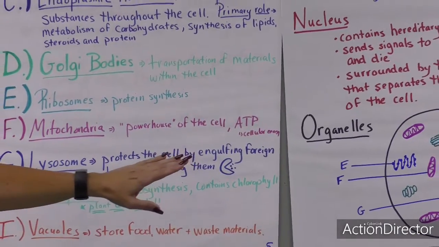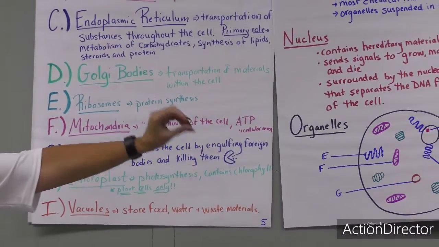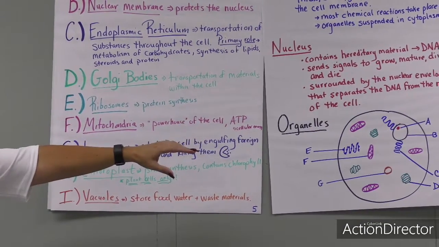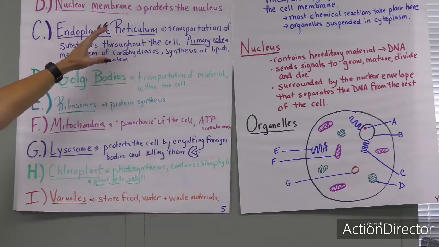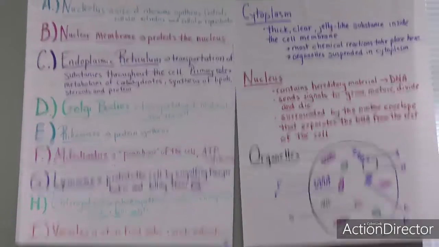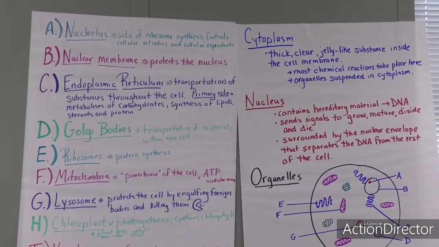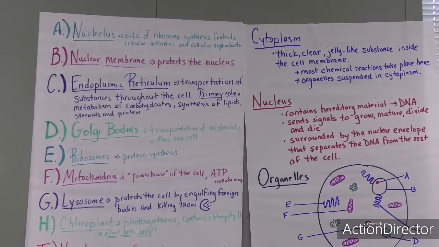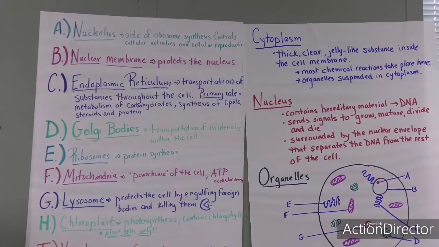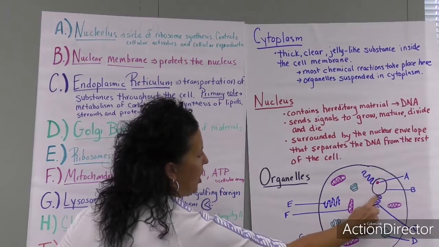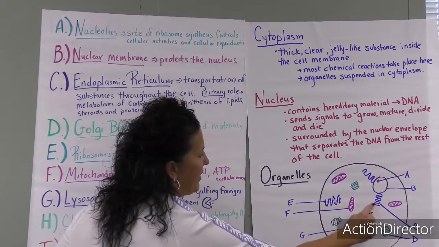If we look at A, that's the nucleolus. It's a tiny little body located within the nuclear envelope, in the nucleus, and that's where ribosomes are synthesized. It also controls cellular reproduction and cellular activities. The membrane that surrounds it is that nuclear envelope, right? Then we have C. If you look at the picture over here, it's continuous with the nuclear envelope, and C moves back and forth like this.